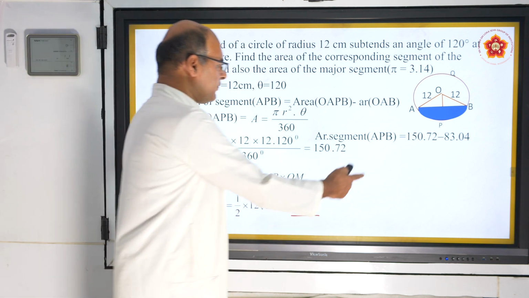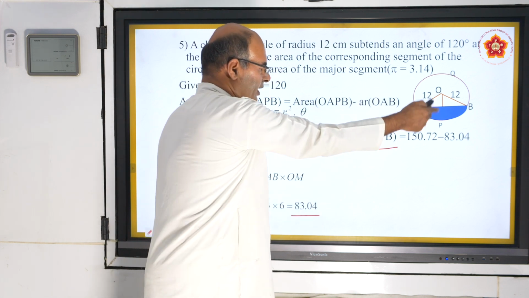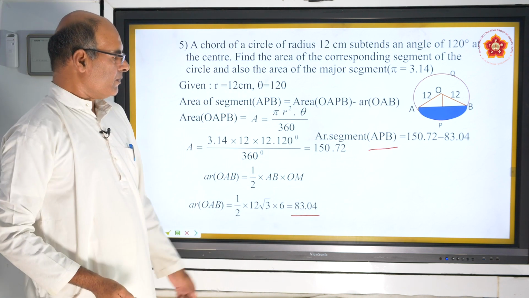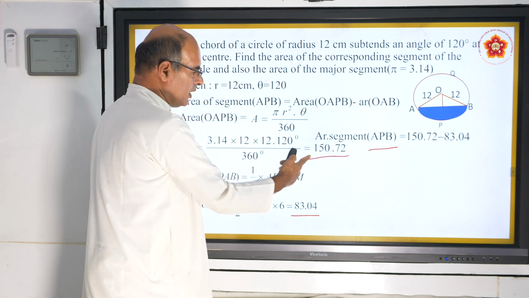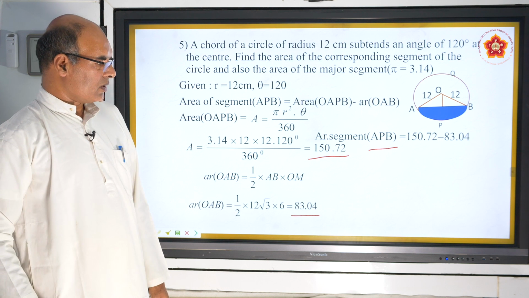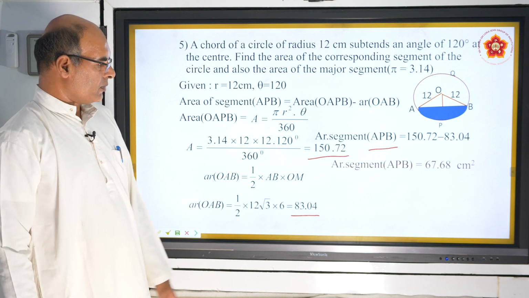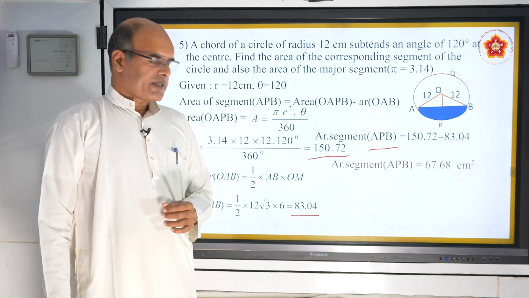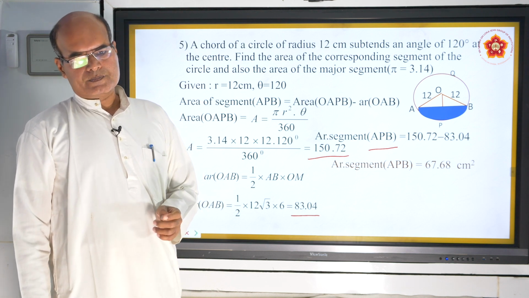And therefore the area of the segment is area of sector minus area of triangle. Area of sector is 150.72 centimeter square and area of the triangle is 83.04 centimeter square. If we subtract them, we get 67.68 centimeter square.